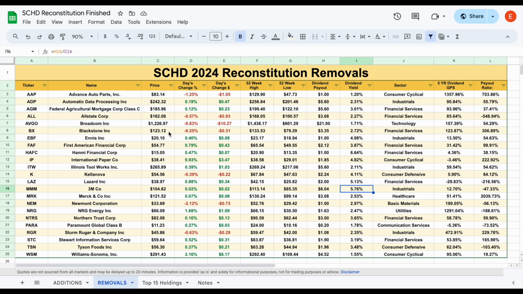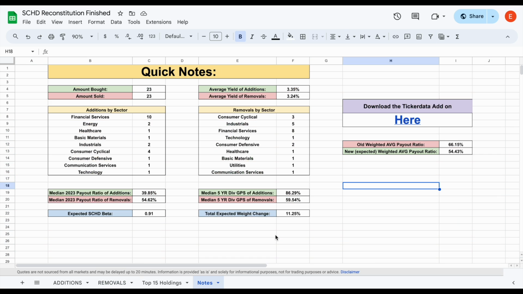Now, if we come down a little bit lower, we can also see Williams-Sonoma, stock ticker WSM, was removed from the fund, but again, it's the same case as stock ticker AVGO. This company has seen a large run up in its share price over the past year, and it now has a starting dividend yield sitting at 1.55%, making it where it's unlikely the fund can keep this stock in its holdings. So now let's look at some quick notes on all the changes that were made with SCHD's Reconstitution.